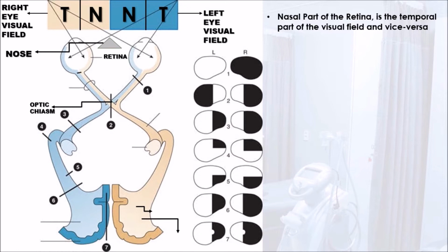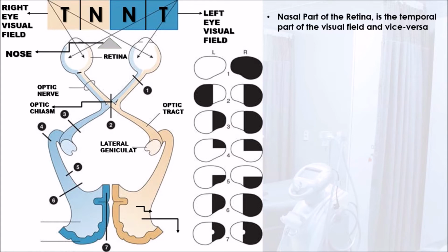If you look at the diagram, the optic chiasm is in the middle, and that is where the nasal part of the retina crosses over. Like we said, the nasal part of the retina is the temporal part of the visual field, so if there's a defect along that side, it will manifest in the temporal visual field. The retina is connected to the optic chiasm by the optic nerve, so we have the right and the left. After the optic chiasm, the pathway continues to the optic tract, and from the optic tract you get to the lateral geniculate body.